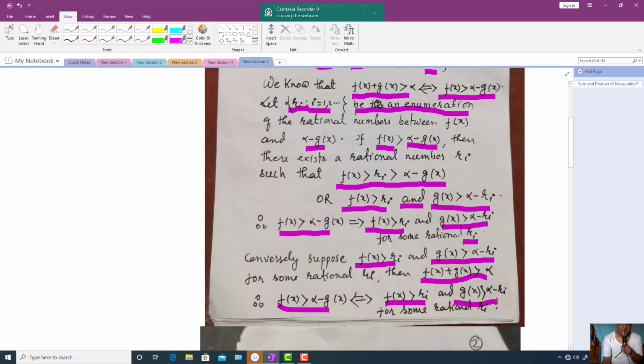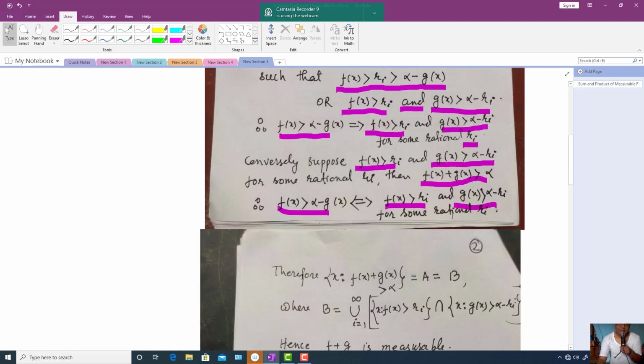So for some Ri, and for different Ri you will get such statements. Then when you replace this by sets, what do you get? This statement is equivalent to this one, so it can be converted into this set: x such that f of x plus g of x is strictly greater than alpha.